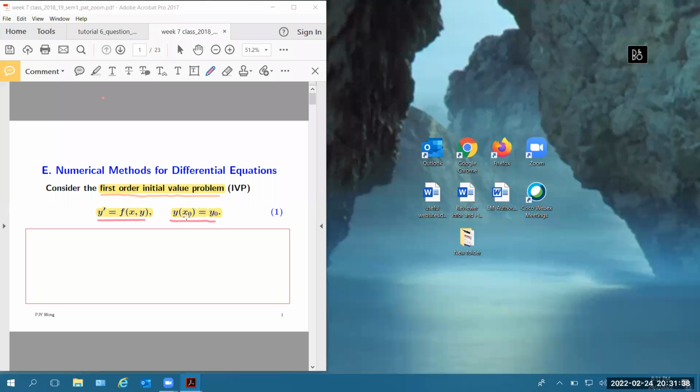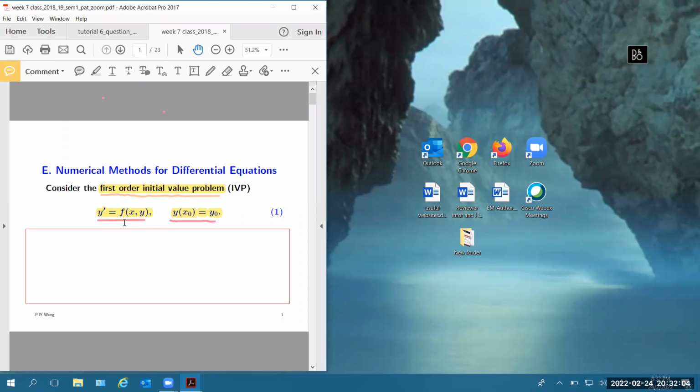Okay, so here the x0 and the y0, they are constants and they are known. All right, so even this function of x, y is also known. So we want to solve this initial value problem. Now, what do we mean by solve? When you say you want to solve an initial value problem, it means that you want to find the y. You want to find out what is the y.